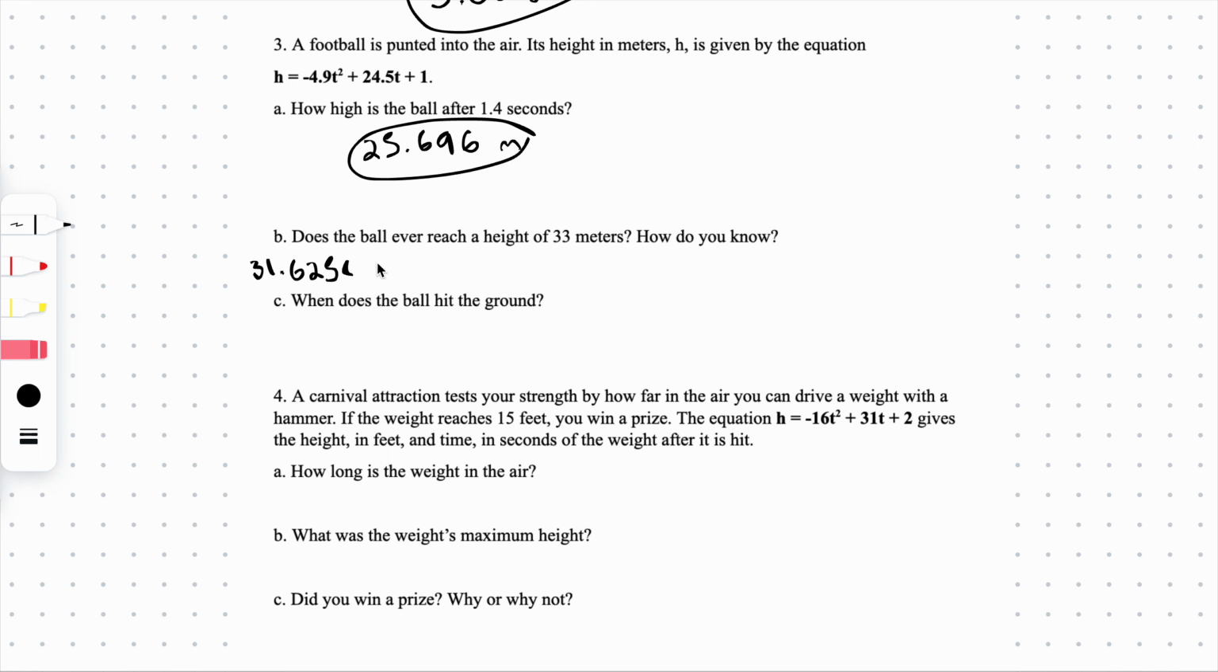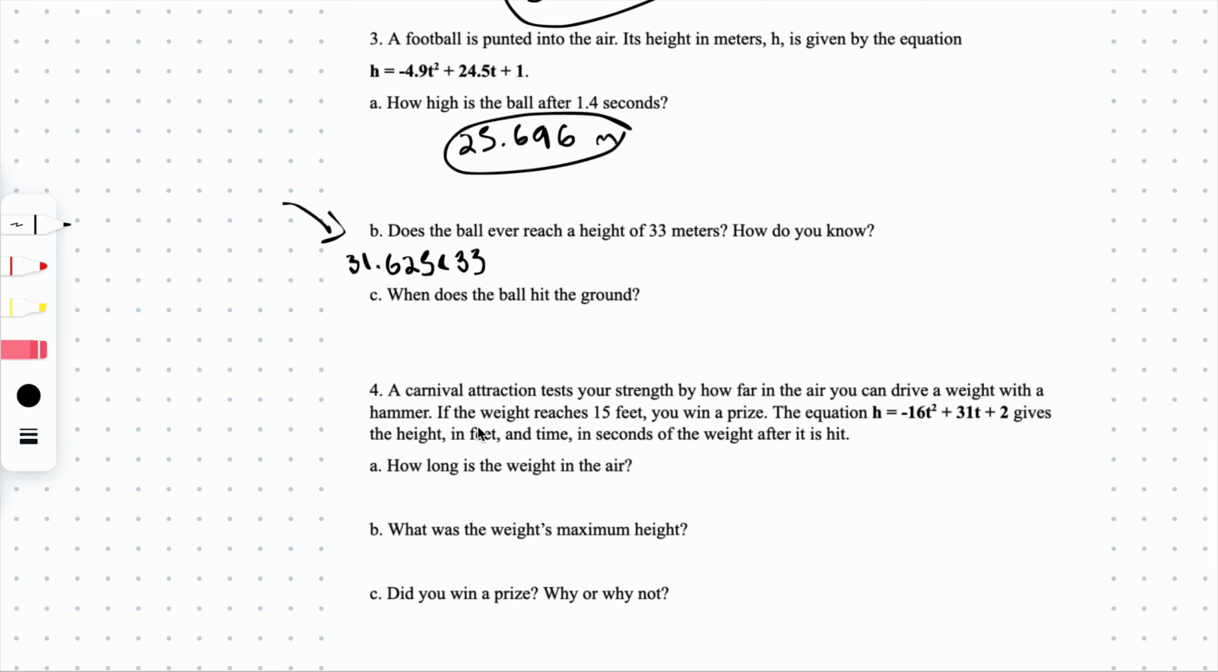31.625 is less than 33. And you should write this out, but I don't really have that much space and I don't really want to. But 31.625, this is the max height. So we're never going to get any higher than 31.625. So since this is the maximum height and 33 meters is greater than our maximum height, we're never going to reach 33 meters. So our answer is no.